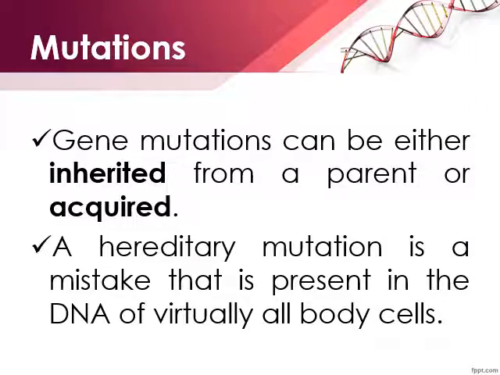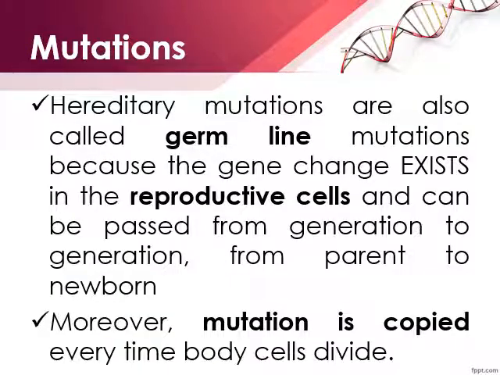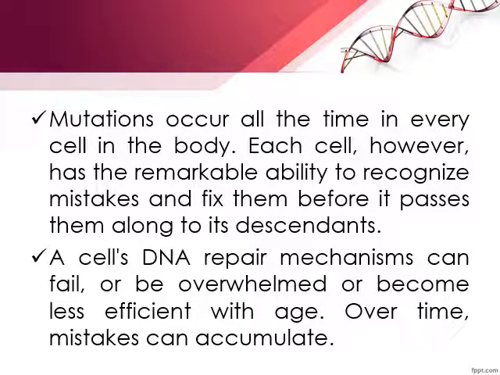So mutations can be inherited or acquired. A hereditary mutation is a mistake that is present in the DNA of virtually all body cells. Hereditary mutations can also be called germline mutations. Why? Because the gene change exists in the reproductive cells. Moreover, a mutation is copied every time body cells divide. Mutations occur all the time in every cell in the body. A cell's DNA repair mechanism can fail or be overwhelmed or become less efficient with age. Over time, mistakes can accumulate.